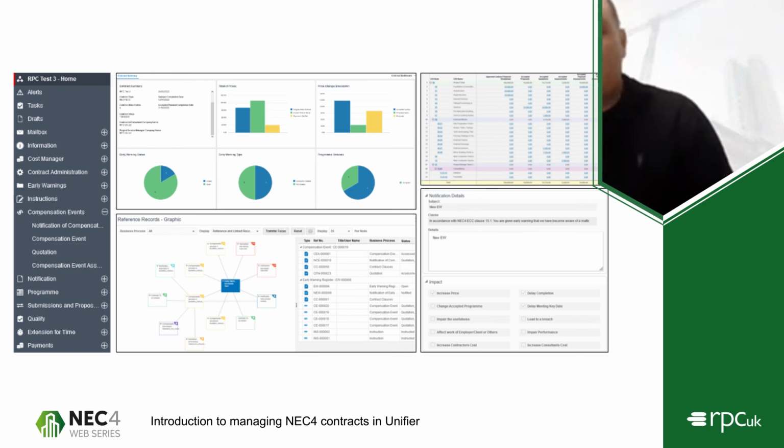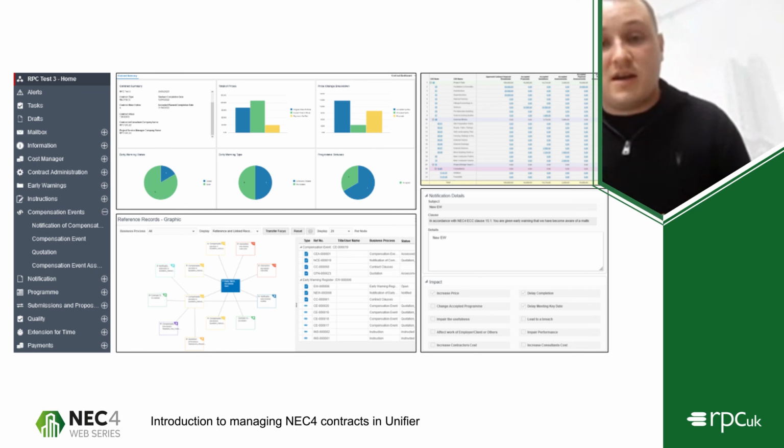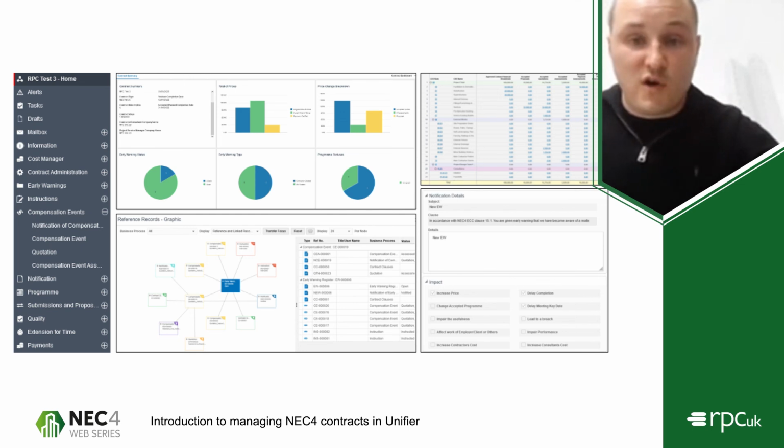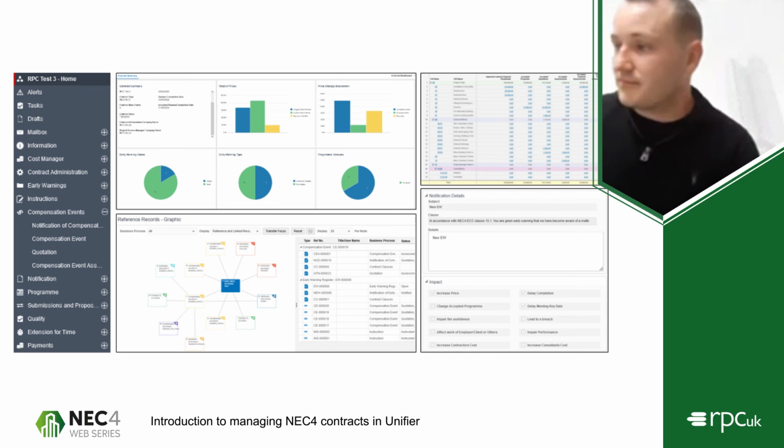Because Unifier can be configured, you can use the NEC as a foundation and retain that contract structure. But then what it allows you to do is add in fitted contracts or bespoke contracts, and all of that can be configured within the system. So you can then cherry pick the NEC workflows, or we can configure custom workflows. So again, using that NEC solution as a starting point, it just gives you a lot of scope to expand and fulfill any requirement in terms of any different contract types that you might have.